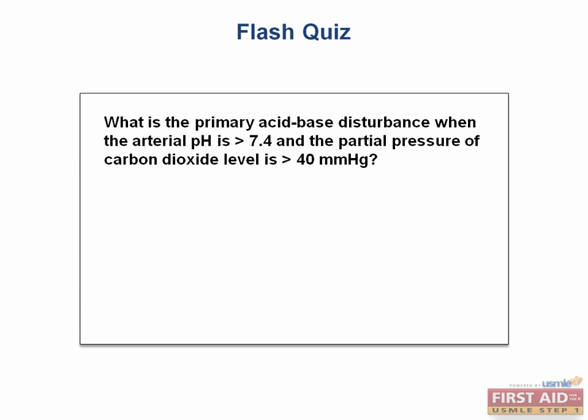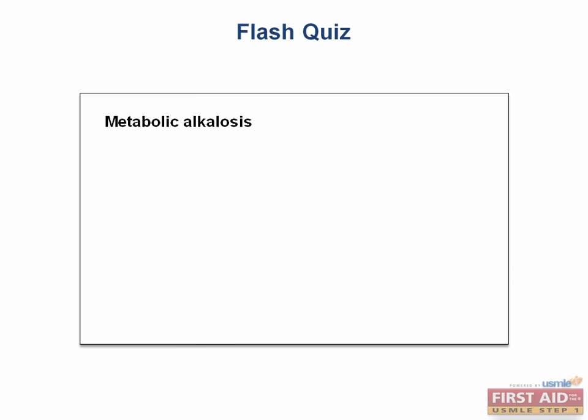Flash quiz. What is the primary acid-base disturbance when the arterial pH is greater than 7.4 and the partial pressure of CO2 is greater than 40? Well, this is metabolic alkalosis.